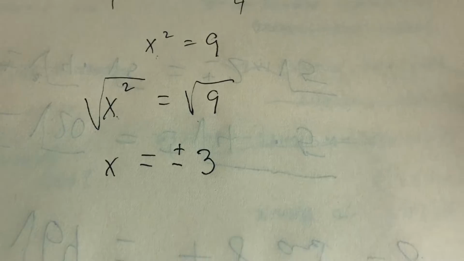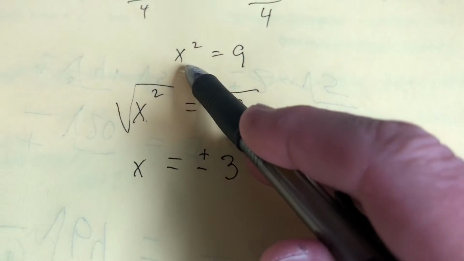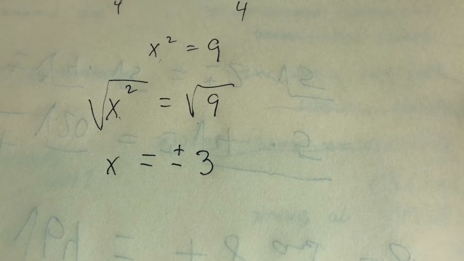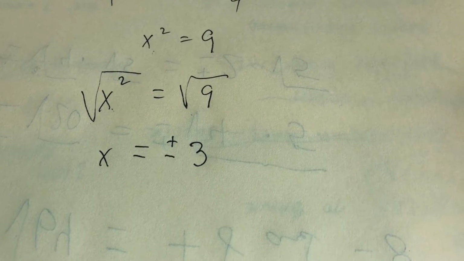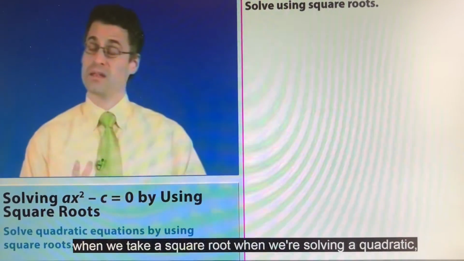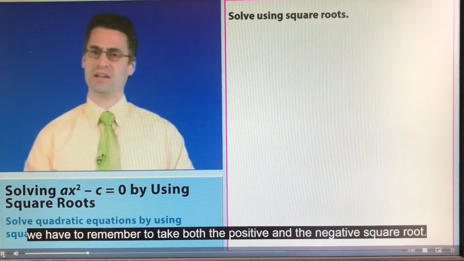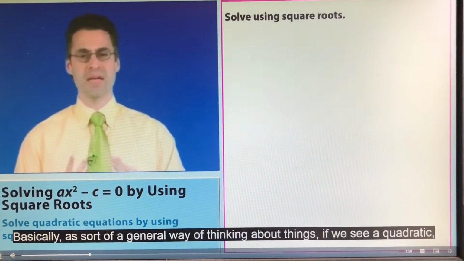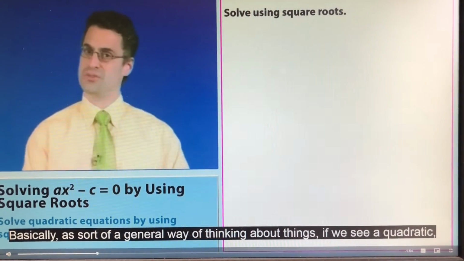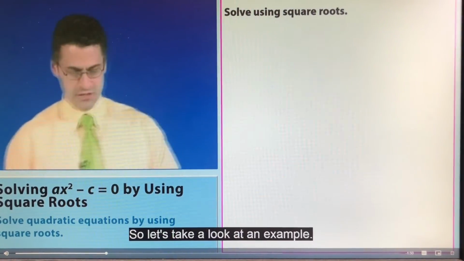Keep in mind that if we took negative 3 and squared it, it would equal 9. Okay, so the quantity negative 3 squared would be 9. That's why there's 2 answers. When we take a square root when we're solving a quadratic, we have to remember to take both the positive and the negative square root. Basically, as a general way of thinking about things, if we see a quadratic, we should be expecting 2 answers. So let's take a look at an example.